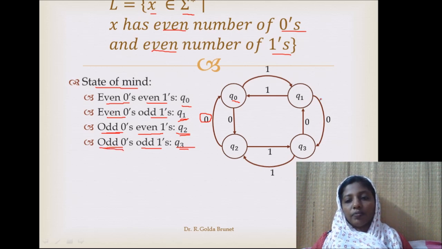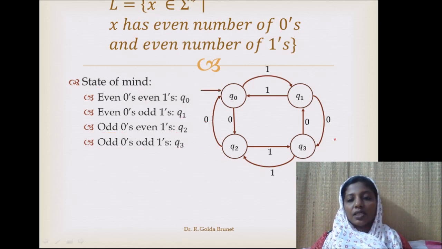And similarly, from Q2, if you get a 1, you will go to Q3, because Q2 is odd zeros and even ones. From even ones, if you get another 1 as input, you go to odd ones, so odd zeros and odd ones. So you'll go to Q3, and from Q3, if you accept one more 1, you'll go back to Q2. These transitions are fair.